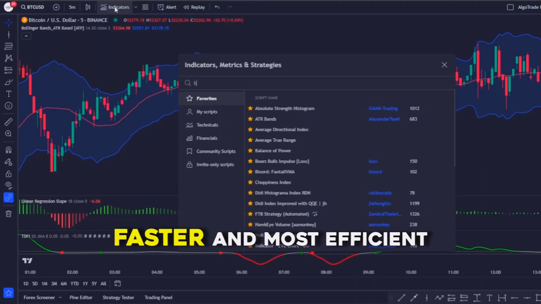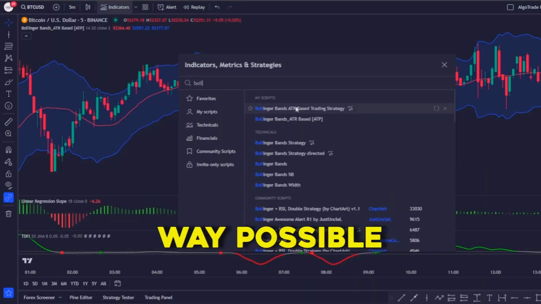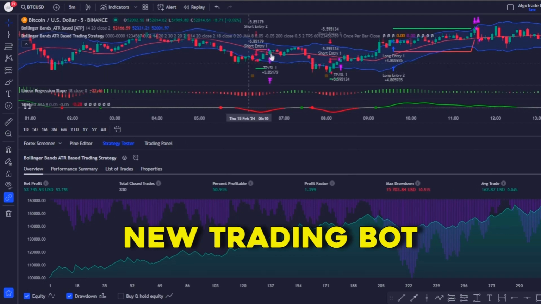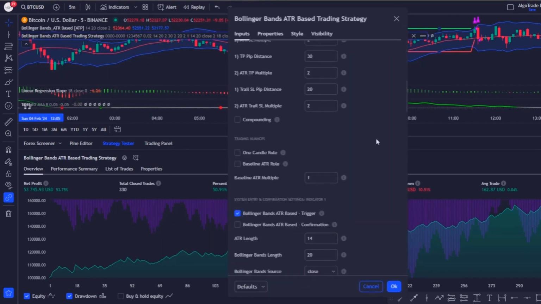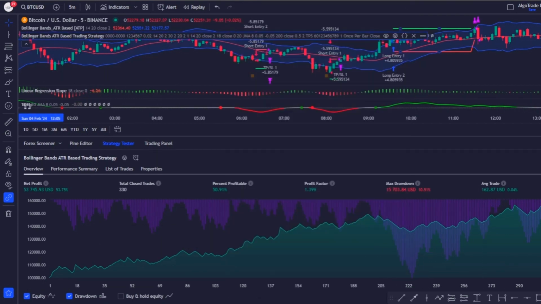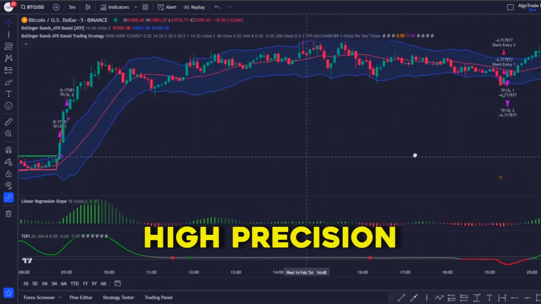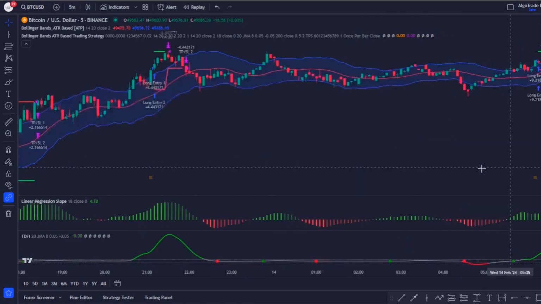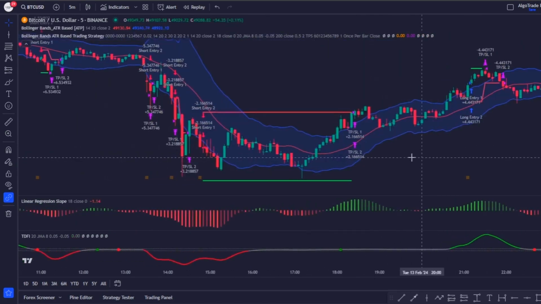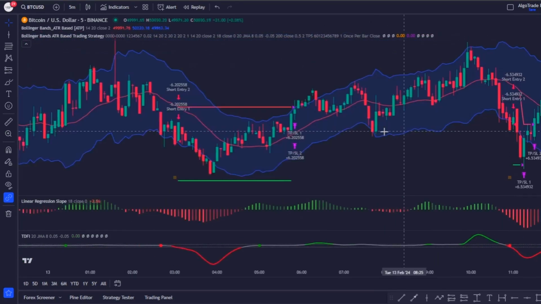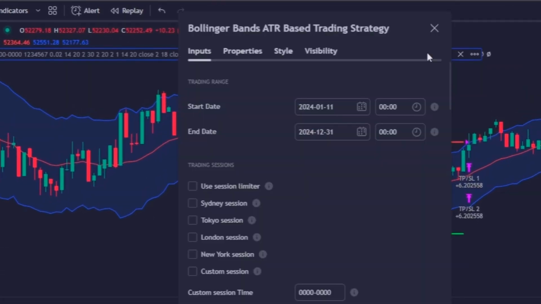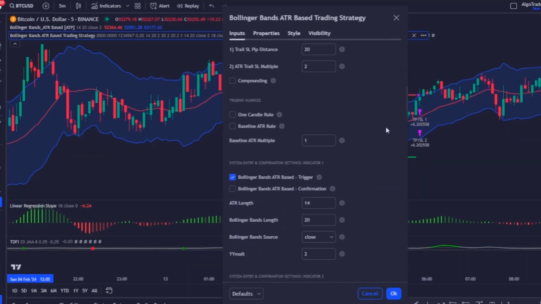And to do it in the faster and most efficient way possible, I'm going to use a new trading bot that I created. As you can see, it respects all the rules of this strategy, enters and exits from every trade in seconds and with high precision, and it also displays every trade on the chart with the respective stop loss, take profit and even trailing stop loss system. And here on its menu, I can customize every single detail to optimize it.